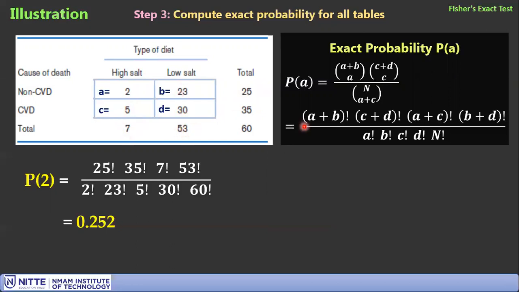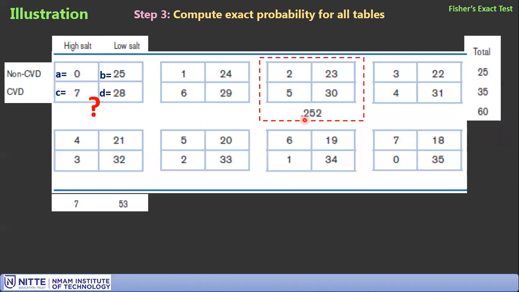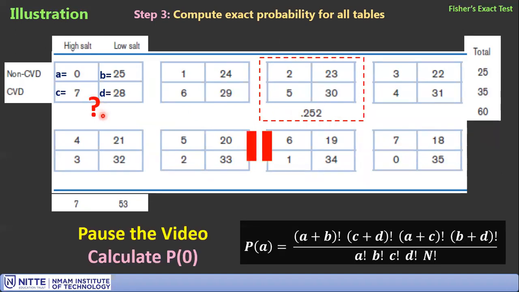It means the numerators are factorials of the marginal sums: marginal sum 1 and marginal sum 2 of the rows, marginal sum 1 and marginal sum 2 of the columns. You take the product in the numerator. Look at the denominator: 2 factorial, 23 factorial, 5 factorial, 30 factorial, that is A, B, C, D, and also the total N factorial in the denominator. So the probability for this particular table is 0.252. So P of 2 is equal to 0.252. I have calculated the exact probability for one particular table. What about the others? You can calculate using this particular formula for P of 0. Similarly, you can calculate for the others and come back. You can use the formula as given there.